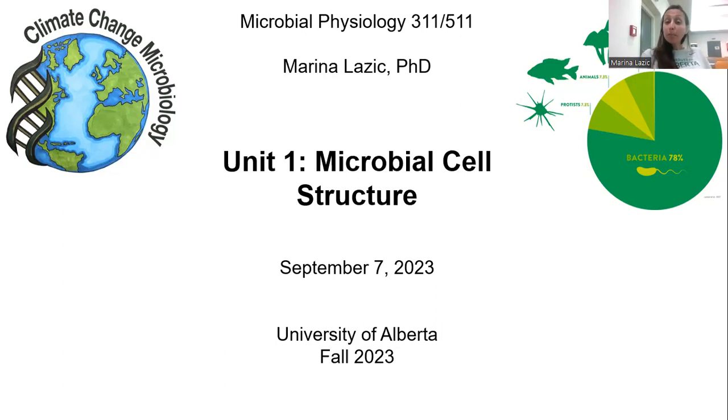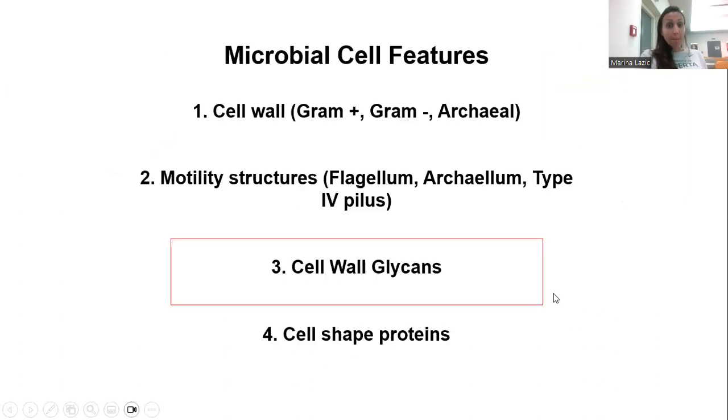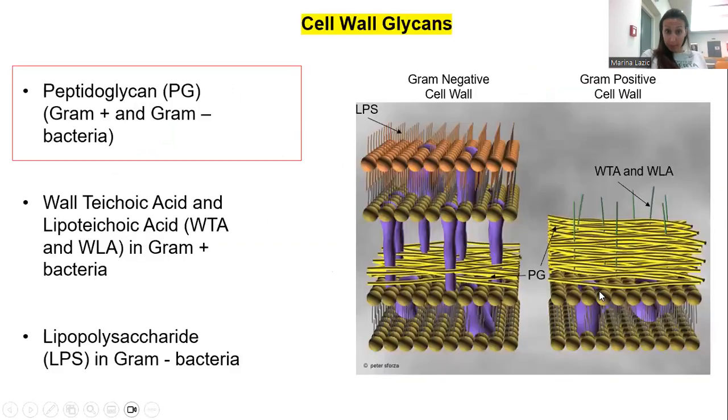Anyway, moving on with microbial cell structure. Last class we basically had a brief recap of microbial cell features. We covered cell wall in gram-positive, gram-negative, and archaea, and we talked about three basic motility structures that you need to know. Today we will stay with cell wall glycans and cell-shaped proteins.